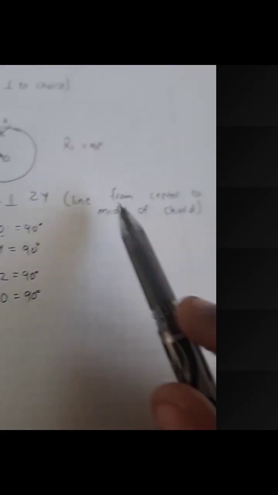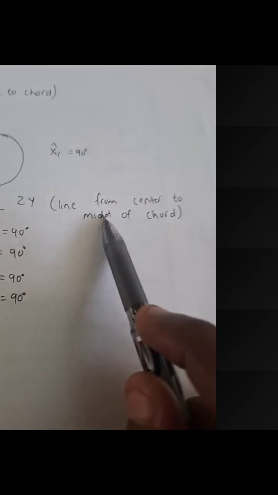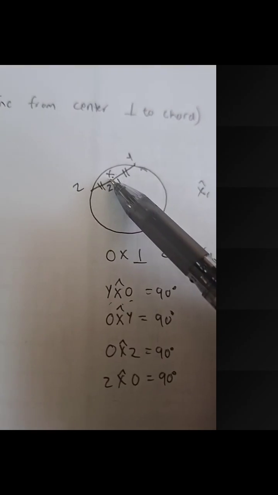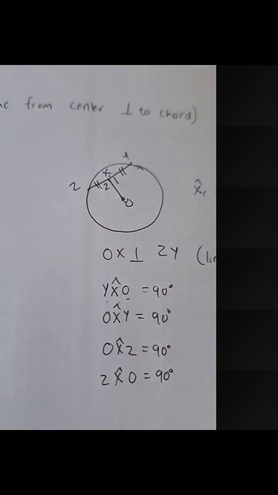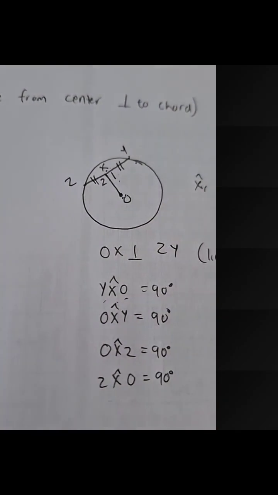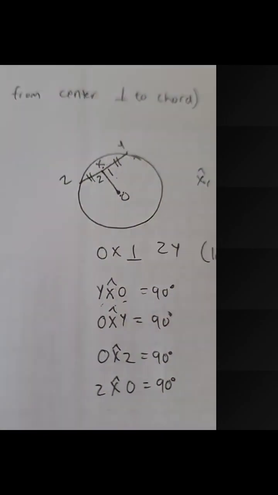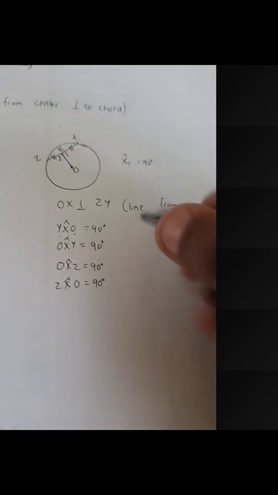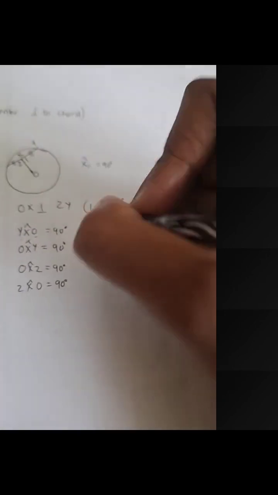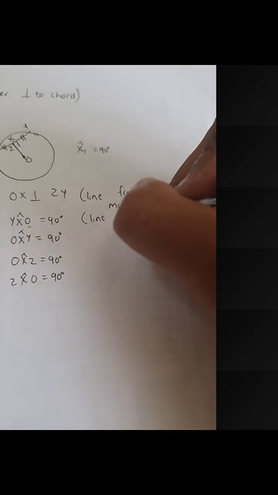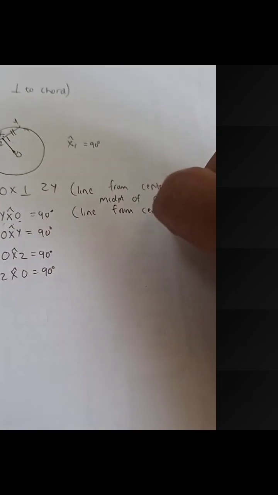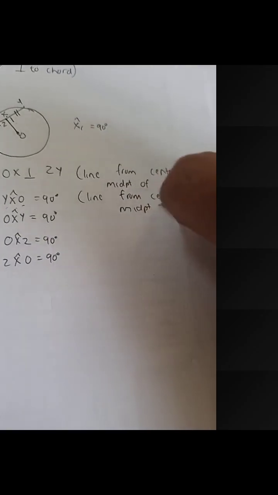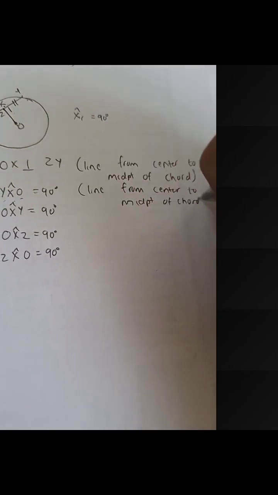Okay. And don't forget the reason. Line from center to midpoint of chord. Because for the line from the center to the midpoint of the chord, you know the result is that a line from the center to the midpoint of the chord is perpendicular to the chord. So it's us simply using the result to state why XO is 90 degrees. And please, that reason, so crucial. Line from center to midpoint of chord.